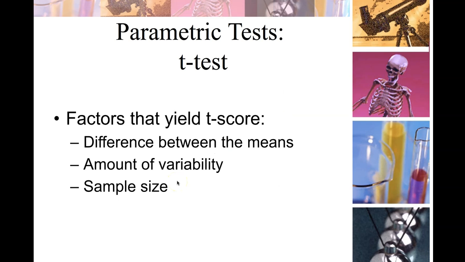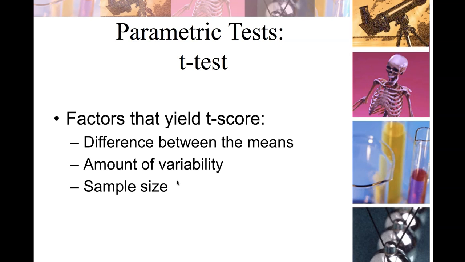So factors that are going to give us a t-score, right? So we get a t-score, and from that t-score we find what we need. So the difference between the means, right? So the group differences are going to be a big part. Amount of the variability is going to be a big part. So, right, how much variability was there within each of the groups? And then also the sample size is going to be important.